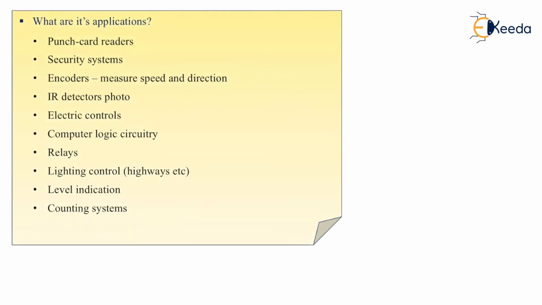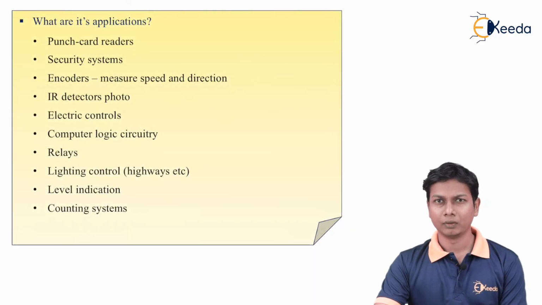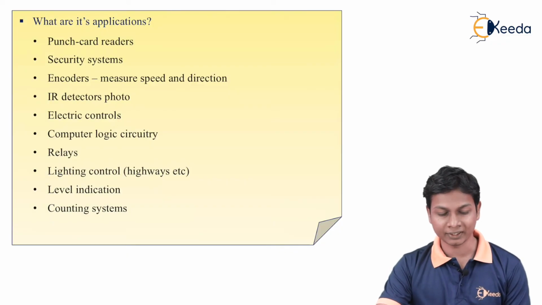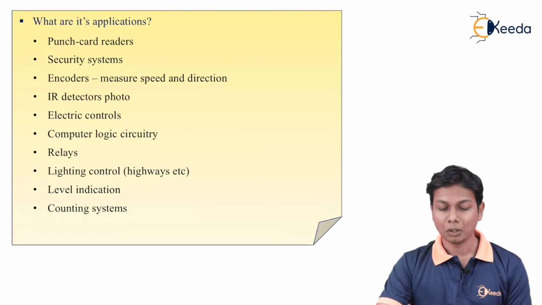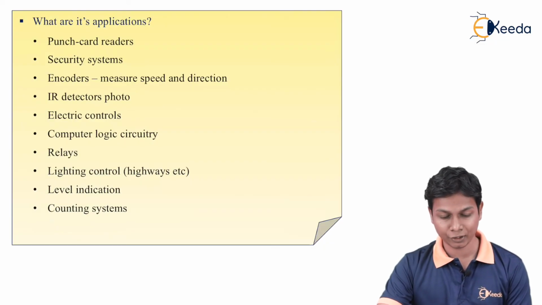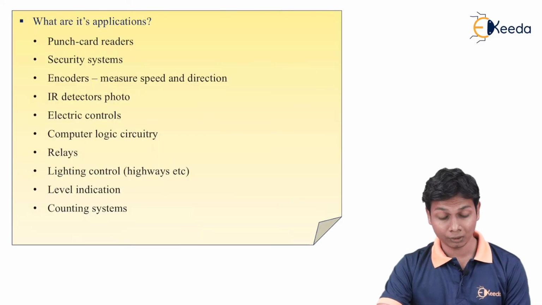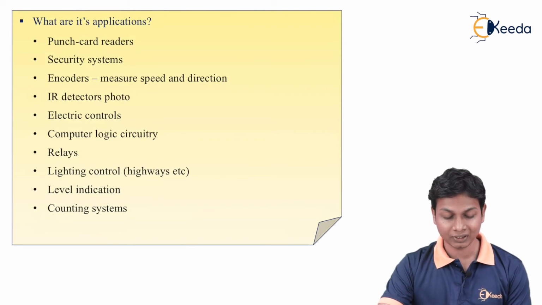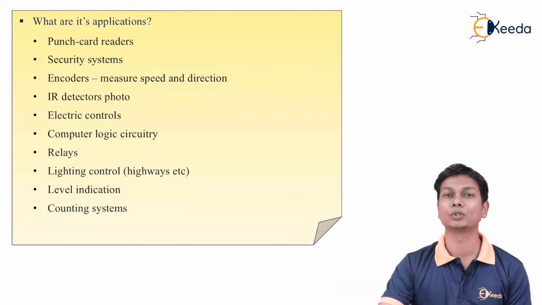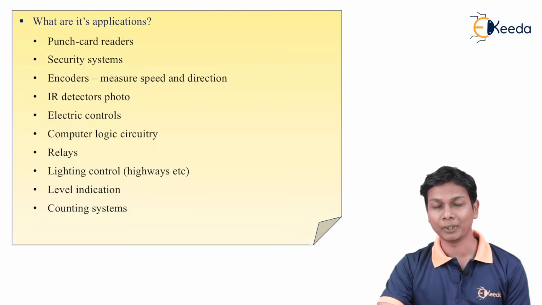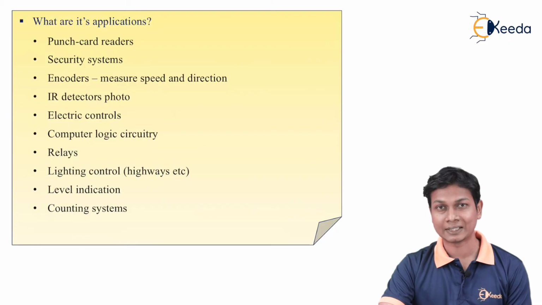Now, the various applications of a phototransistor are punch card readers, security systems, encoders which measure mainly speed and direction, electrical control, computer logic circuitry, relays, lighting control, and level indications in counting systems. So in these various applications, our phototransistor is used.